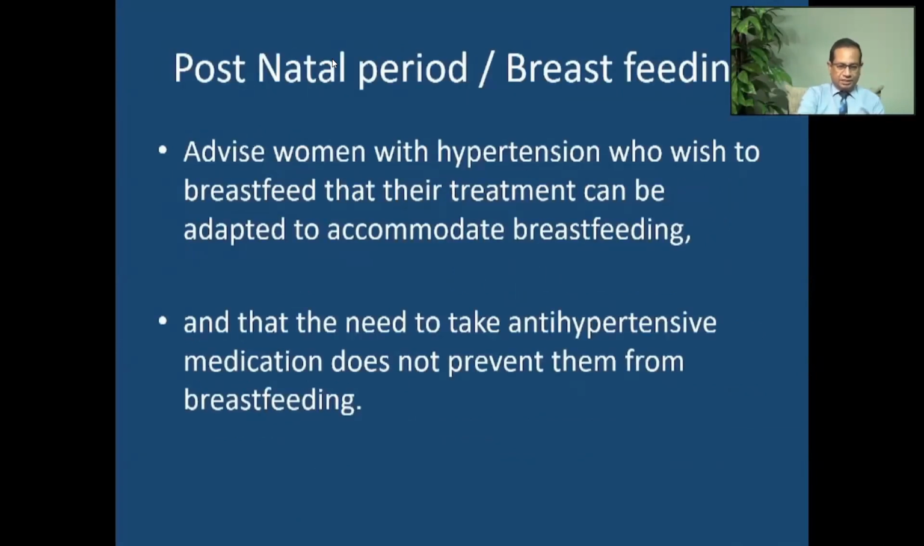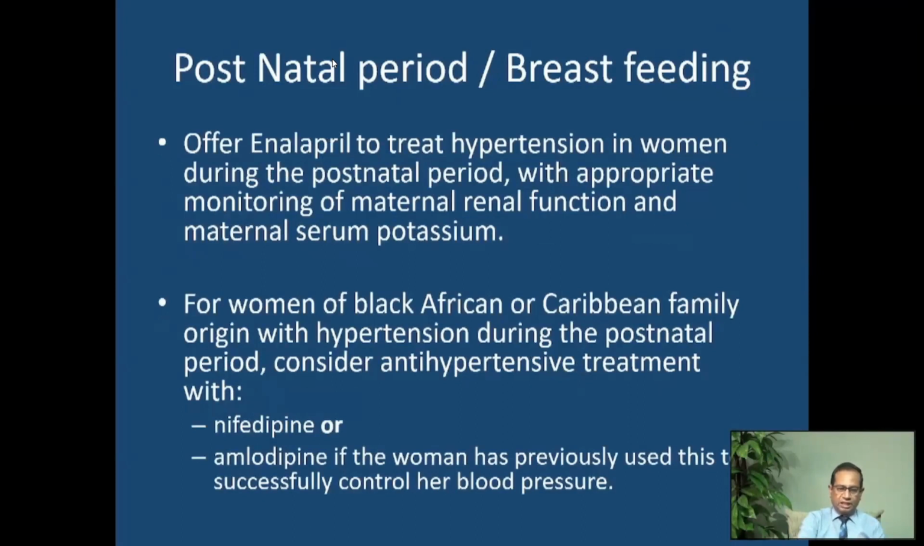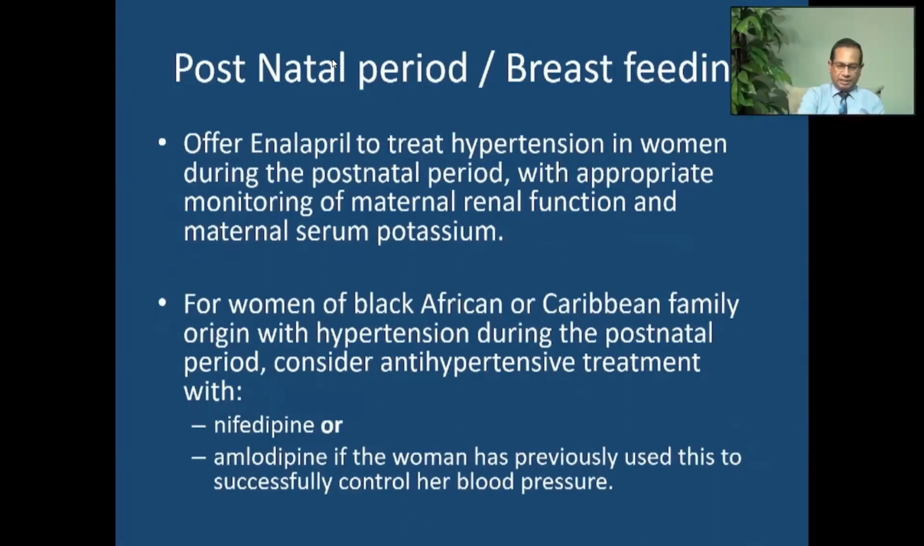Advise women with hypertension who wish to breastfeed that their treatment can be adapted to accommodate breastfeeding, and that the need to take antihypertensive medication does not prevent them from breastfeeding. Offer enalapril to treat hypertension in women during the postnatal period, with appropriate monitoring of maternal renal function and maternal serum potassium. For women of Black African or Caribbean family origin with hypertension during the postnatal period, consider antihypertensive treatment with nifedipine or amlodipine if the woman has previously used this to successfully control her blood pressure.